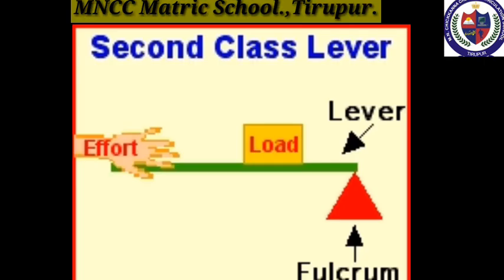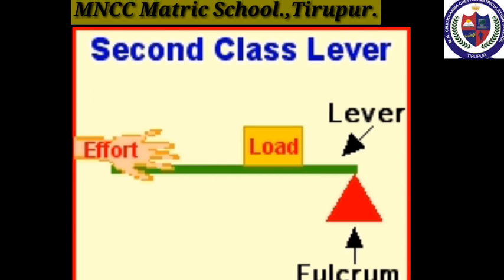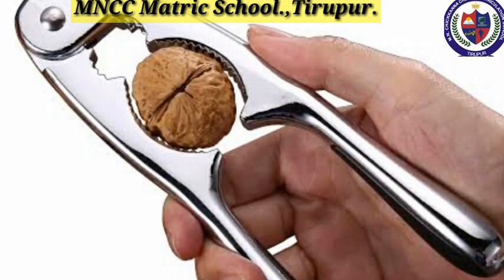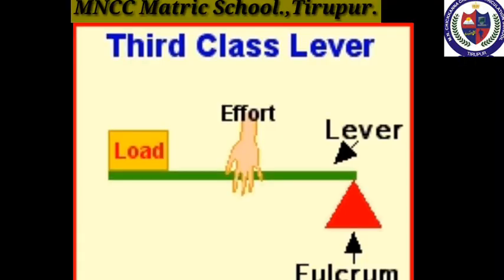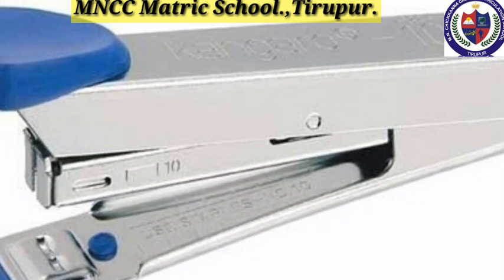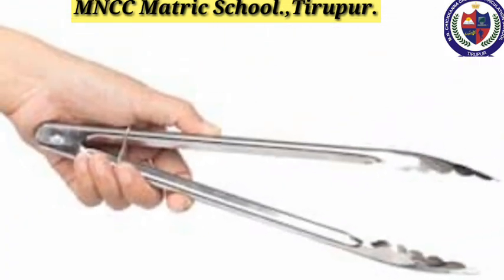And second, class 2 lever. When the load is between the effort and the fulcrum, it is known as class 2 lever. For example, wheelbarrow, lemon squeezer and nutcracker. Third, class 3 lever. In this lever, the effort is between the load and the fulcrum. For example, stapler, tongs, broomstick, hockey stick, etc.